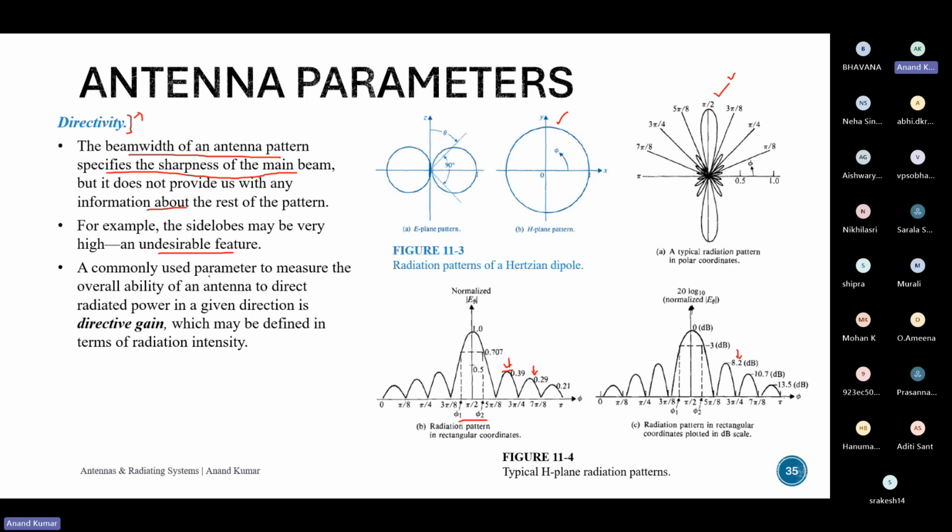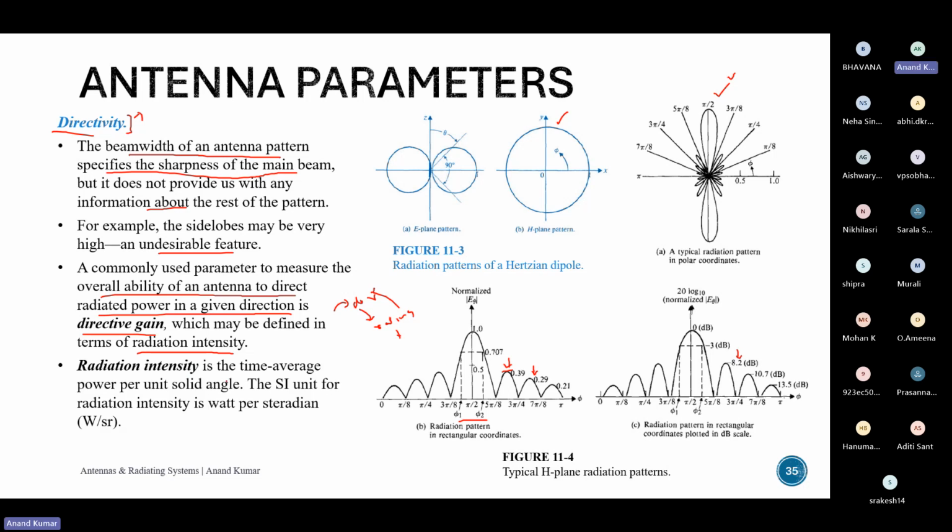Now, a commonly used parameter to measure the overall ability of the antenna to direct radiated power in a given direction is called directive gain, or the directivity in short. This directive gain is defined in terms of radiation intensity, so this is a sort of recursive thing. So we must define radiation intensity, and then we'll go back to directivity.